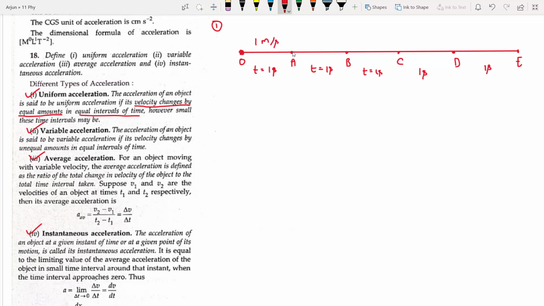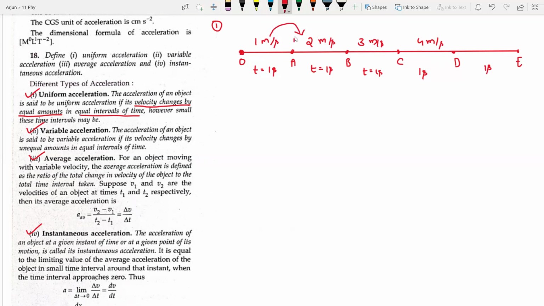Now again, when it is moving from A to B, its speed got increased to 2 meter per second. Now BC distance, it is traveling with 3 meter per second, and here it is traveling with 4 meter per second. So gradually its speed or velocity is increasing in equal intervals of time. A to B, B to C, C to D, D to E, it is taking only 1 second to cover, but it is traveling with different speeds like 1 meter per second, 2 meter per second, 3 meter per second, etc. Now you see change in velocity.